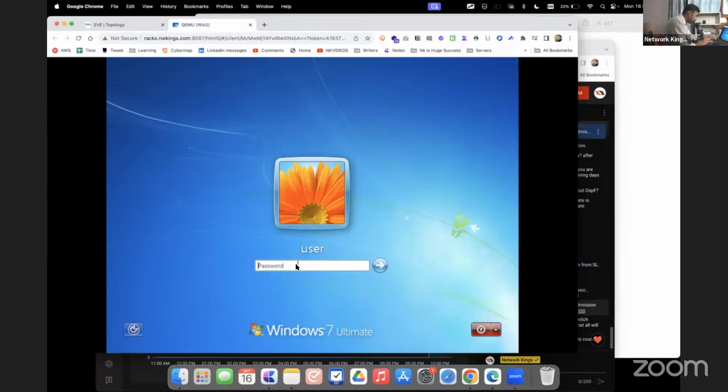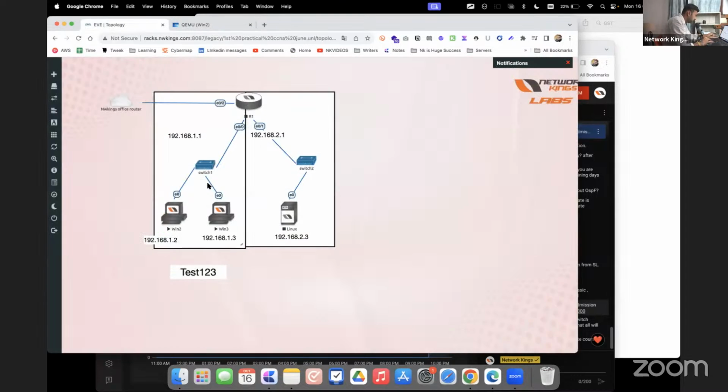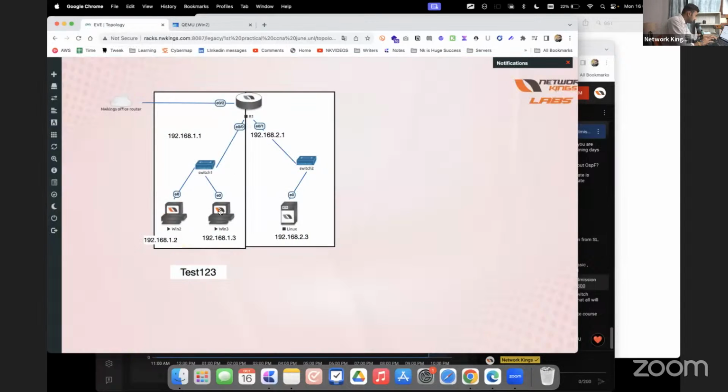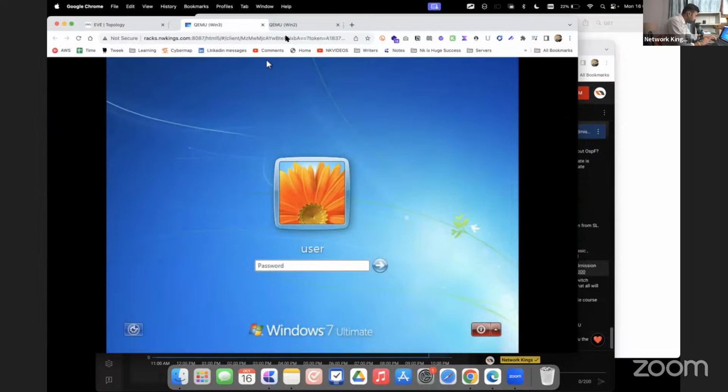So this is the first machine. The password is test123. Now you can see they both are connected with some cable. We'll discuss this cabling later, but right now, as a normal IT engineer, we only need to understand how two computers are connected. So this is a Windows machine. I'll go to the first machine you can see. Now I go to the second machine. So this is Windows 3.